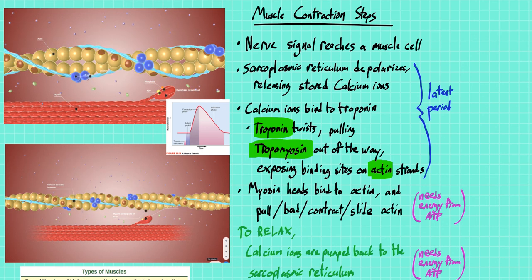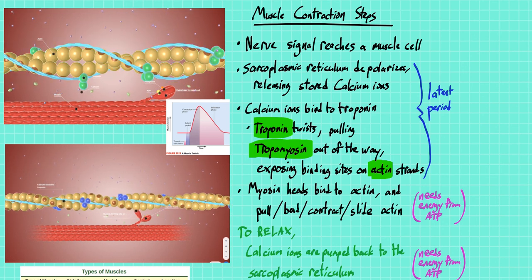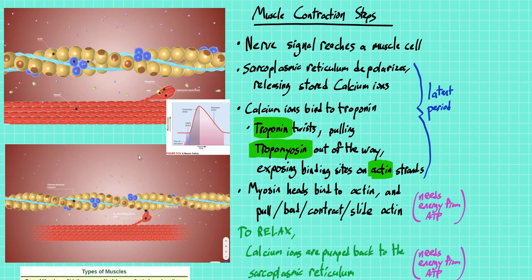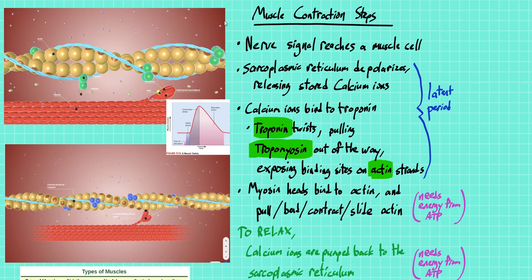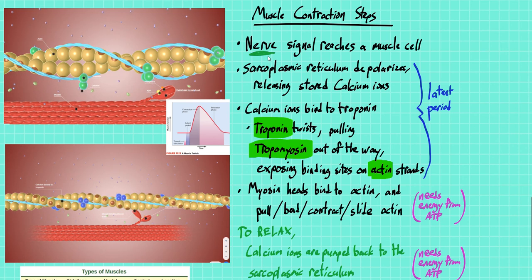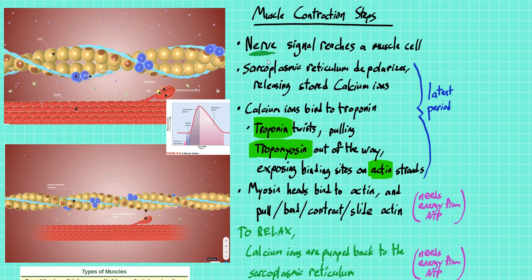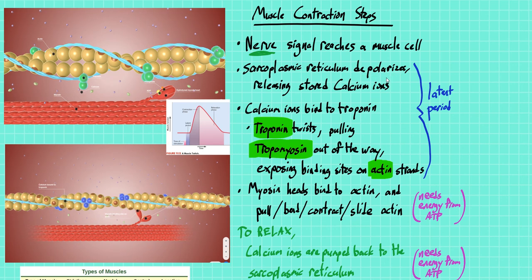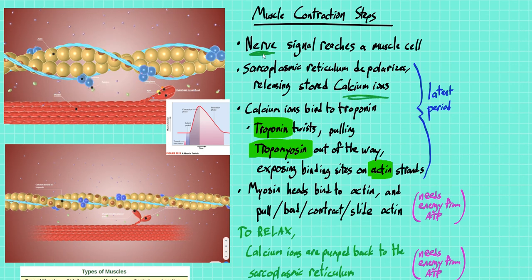This is a short video going over the steps for a muscle contraction. So for a muscle contraction to occur, first we need, at least in a skeletal muscle, a nerve signal to reach that muscle cell. Neurotransmitters have to go across that junction, and that's going to open up the passageway for calcium ions to go through.